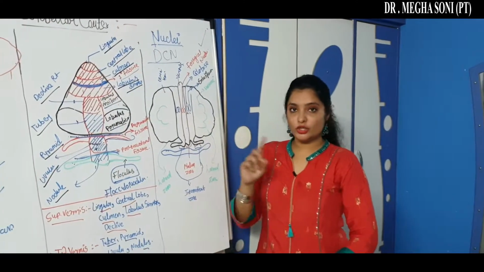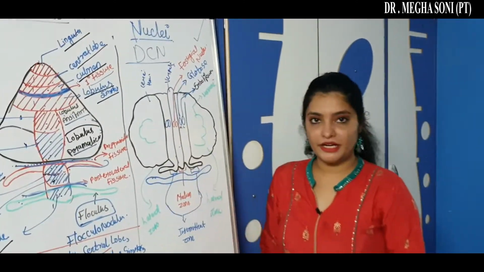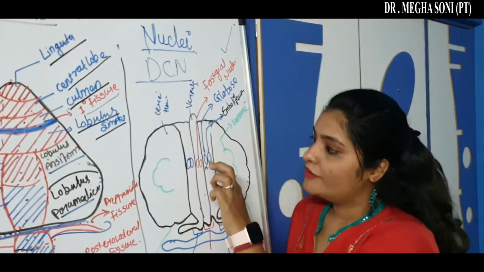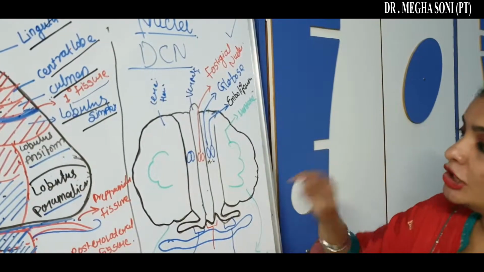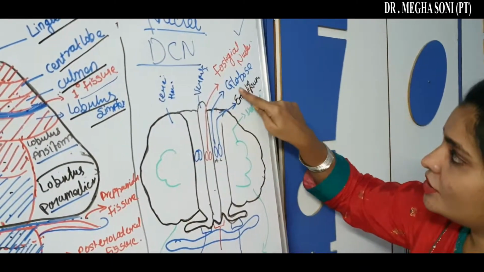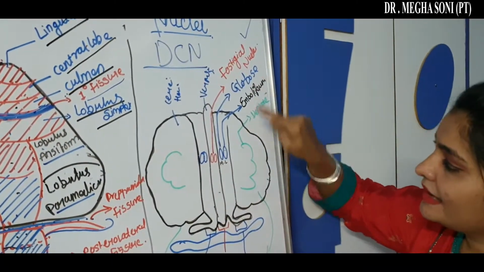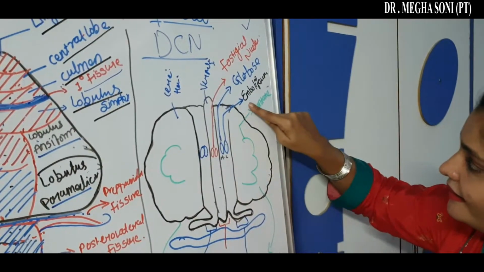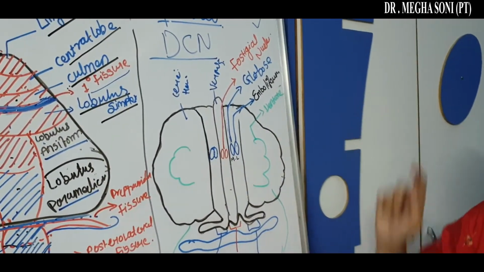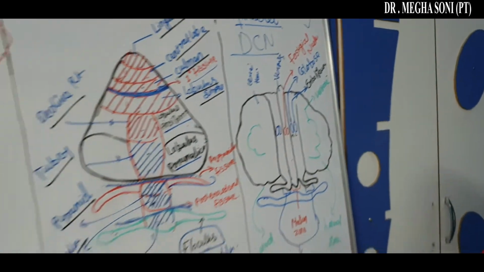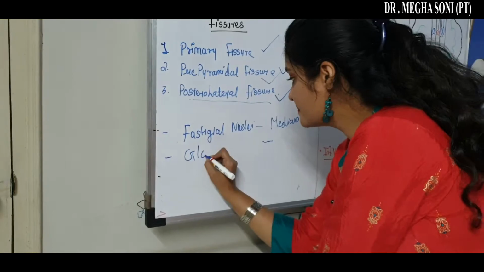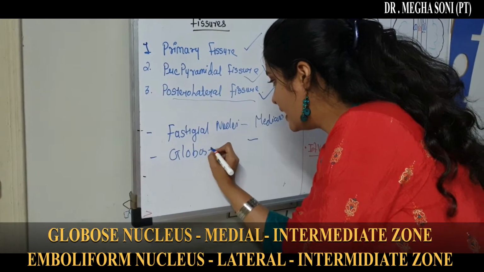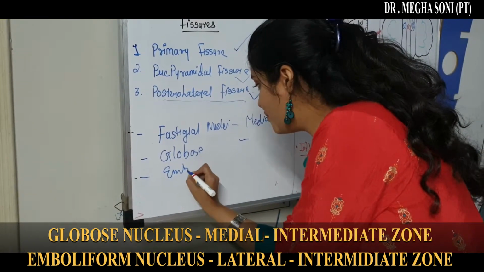Let's talk about the nuclei which are situated in the intermediate zone. You can see one nuclei is situated medially and one nuclei is situated laterally. The nuclei which is situated medially is called globose nuclei, and the nuclei which is situated laterally is called emboliform nuclei. So we have two types of nuclei in the intermediate zone. One is globose and second is emboliform.